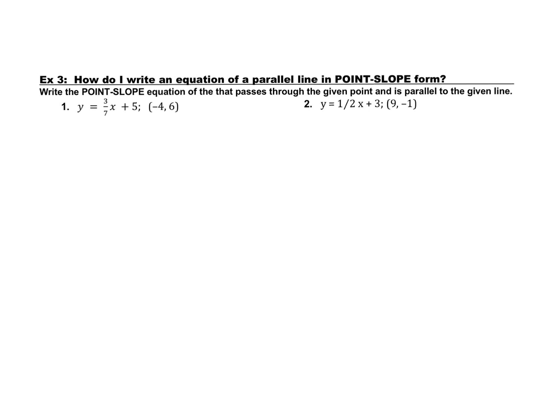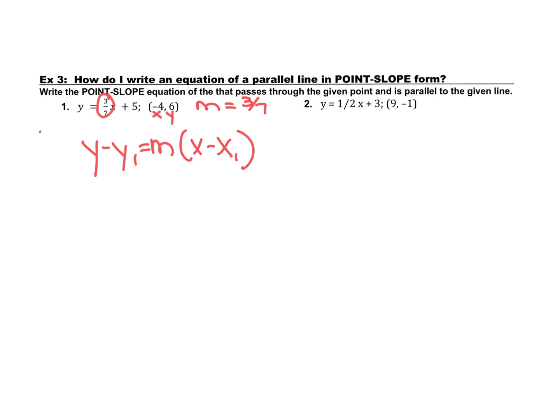All right, example 3: how do I write an equation of a parallel line in point-slope form? Remember, point-slope form is y minus y1 is equal to the slope times x minus x1. So remember, you have a slope and a point. To write this, let's identify what we know. We have a slope of 3/7, and then we have an x and a y for our point.